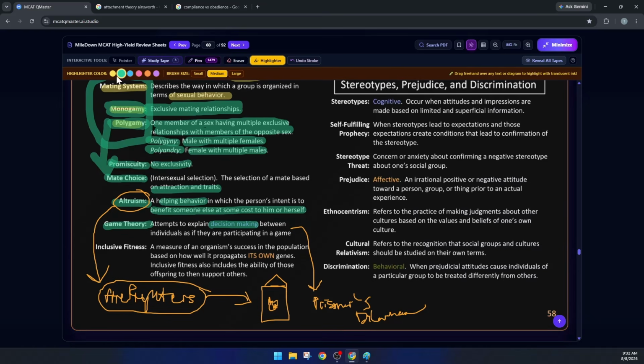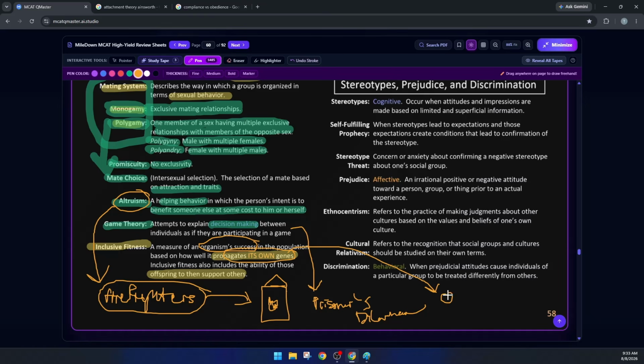All right. Inclusive fitness: a measure of an organism's success in its own population based on how well it propagates its own genes. Inclusive fitness also includes the ability of those offspring to then support others. So an organism is successful if it's able to propagate its own genes, meaning it's able to have children. So you as a person, in this theory of inclusive fitness, you have children, right? And that's you propagating your genes. That's basically what that means. Then your offspring, your children, are able to support others, meaning they can do other things in their lives. So that is inclusive fitness, a measure of an organism's success. You're able to have children and those children are able to support others as well.